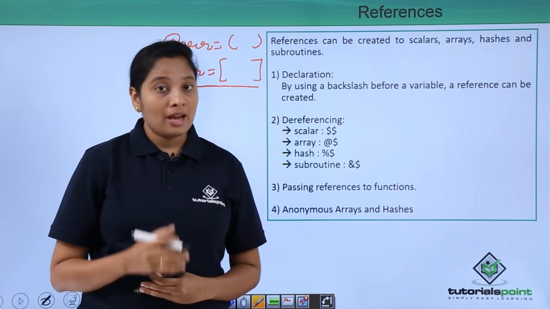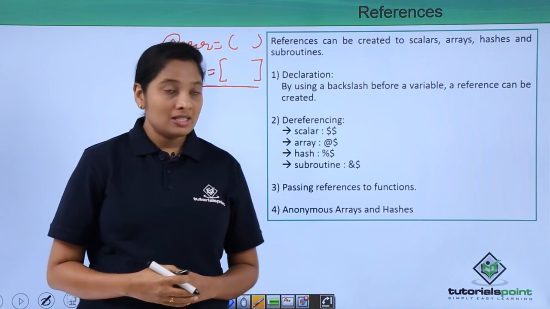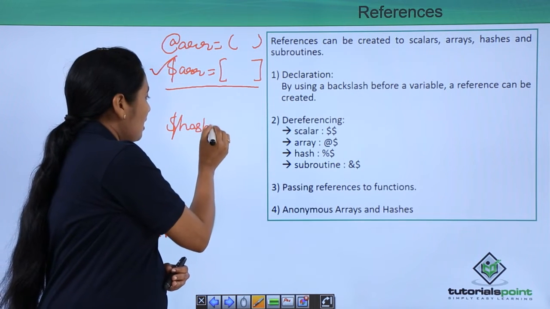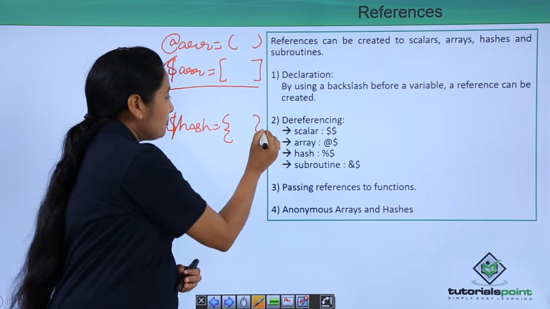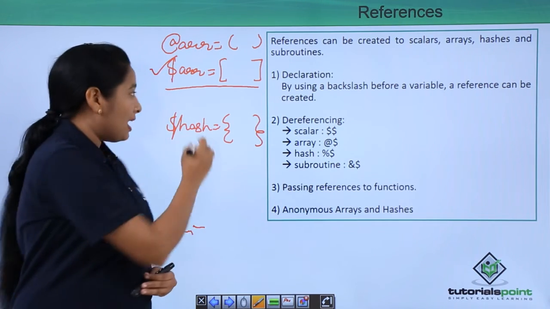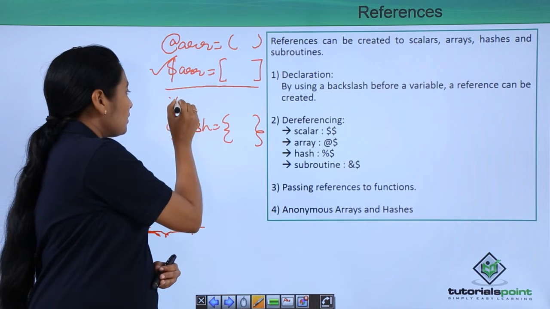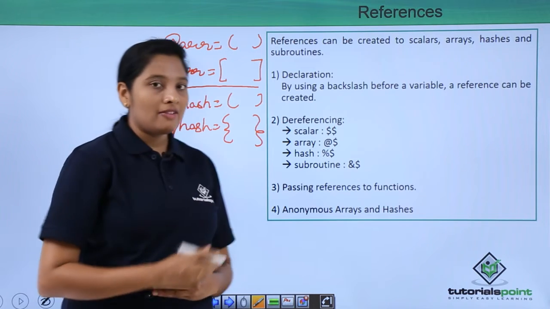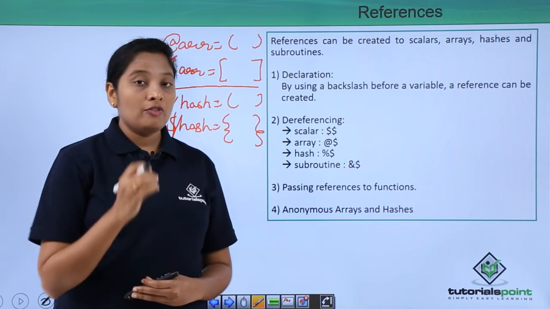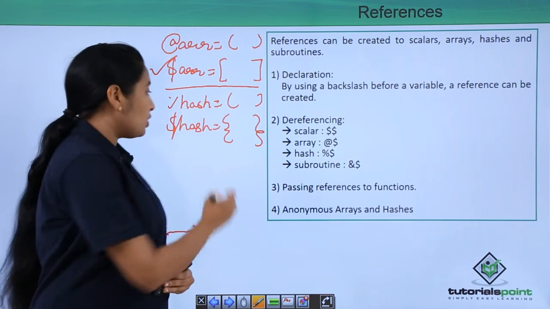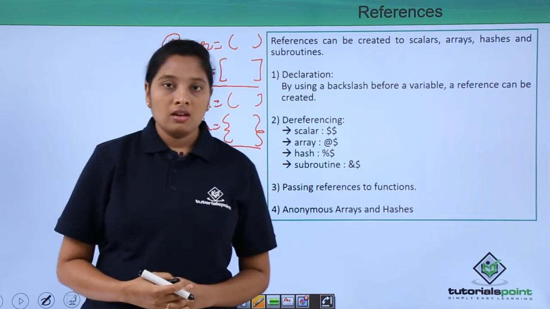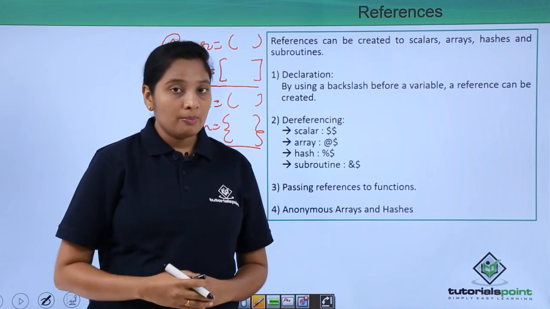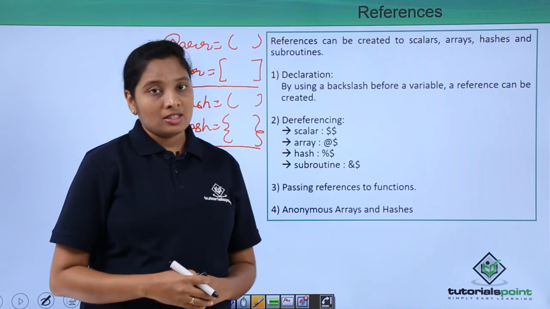Anonymous hashes also can be created. Anonymous hashes will be created like this, with a curly brace. If you want to create a normal hash, just use the hash name and enclose the key value pairs in parentheses. But if you want to create an anonymous hash, you have to create it this way. Anonymous arrays and hashes are very important for understanding data structures.